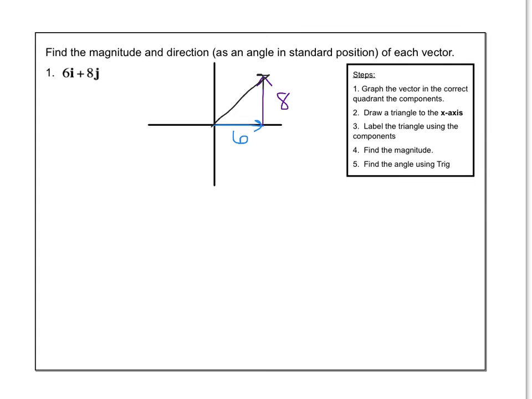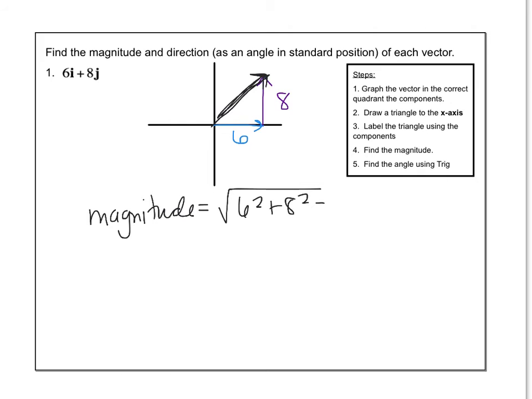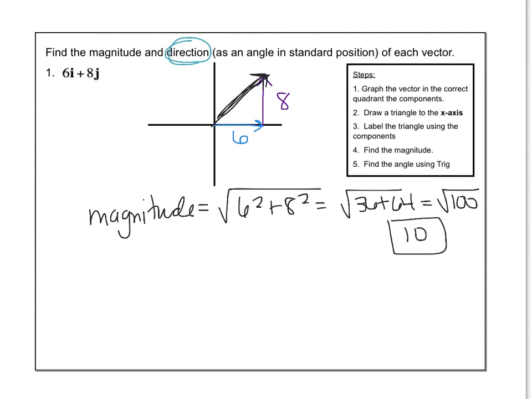So I need to know the magnitude, which would be the hypotenuse. So again, for the magnitude, we have the formula. The magnitude is equal to the square root of 6 squared plus 8 squared, which is square root of 36 plus 64. Get the square root of 100, which is 10. So that's my magnitude. Then I need to know the direction. The direction is actually the angle. So I need you to get that in your head. When it says direction, that means you're finding the angle.